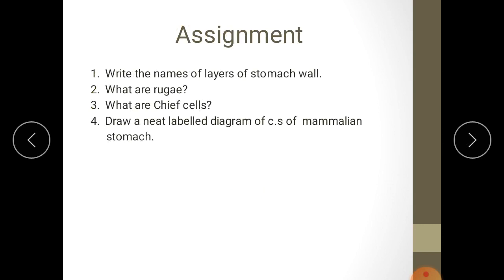Next one is the assignment. There are 4 assignments. Number 1: write the names of the layers of the stomach wall. Second, what are rugae? Third, what are chief cells? Fourth, draw a neat labelled diagram of the CS of the mammalian stomach. So these are the assignments on this topic.